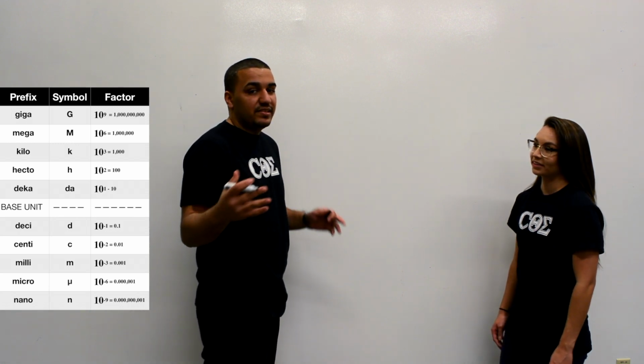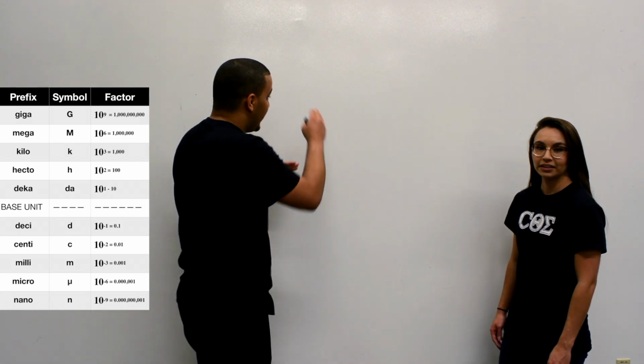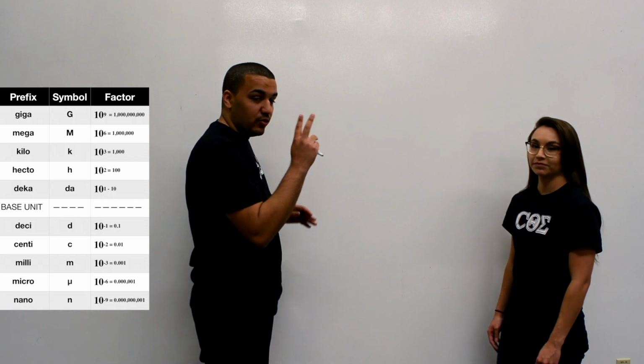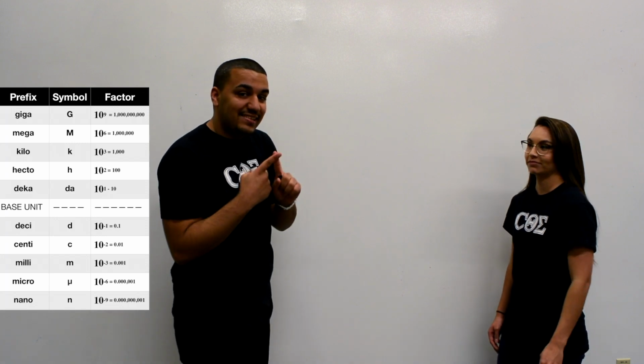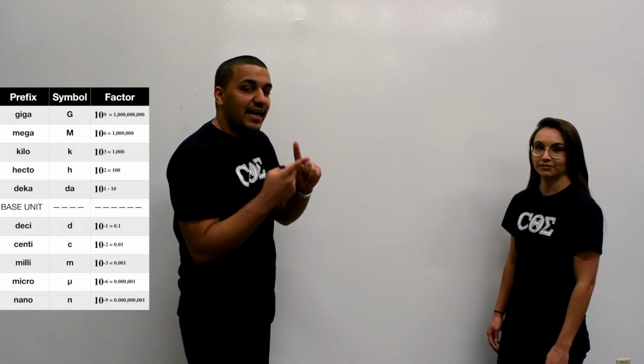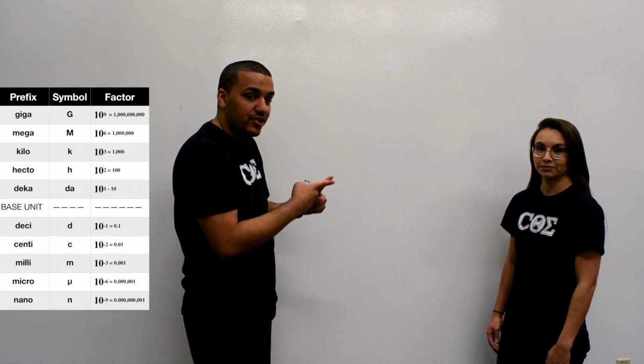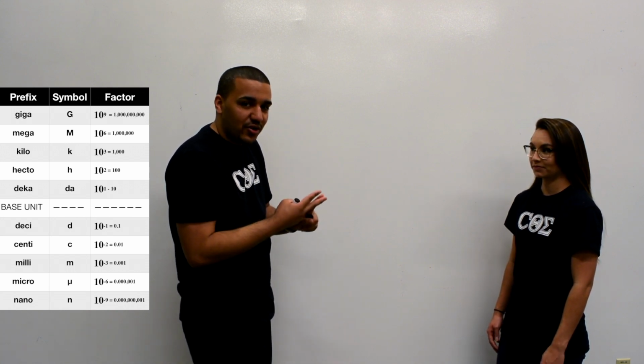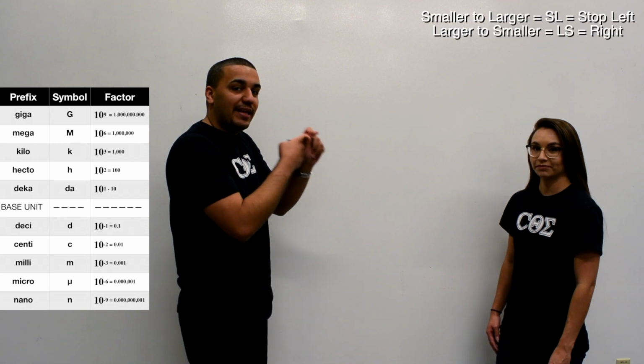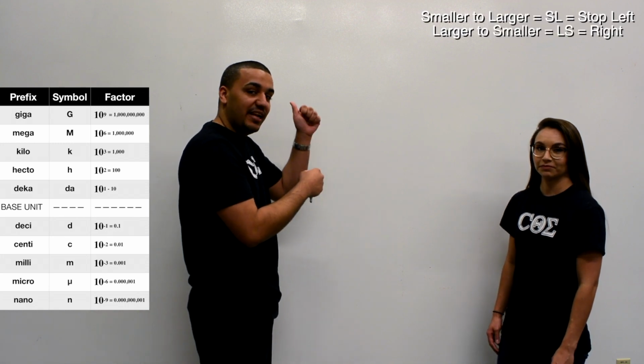So the way I remember this, simple step: remember the conversion table. Two very important things you need to know: SL, LS. SL, small to large. LS, large to small. Small to large, stop left. That means you're moving your decimals to the left side.